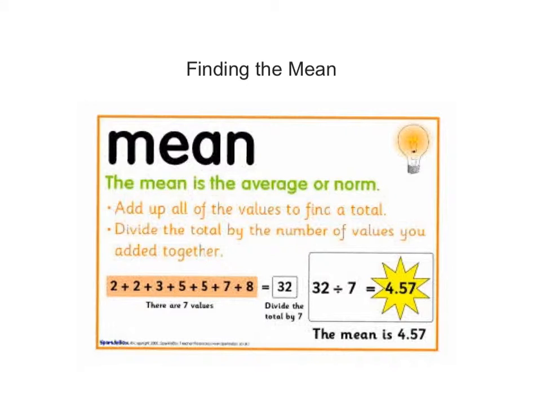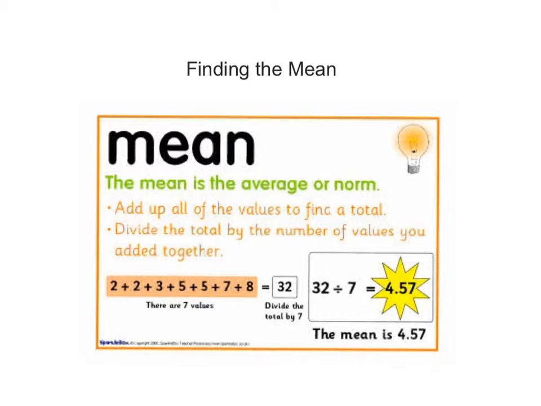In this example, we have the numbers 2, 2, 3, 5, 5, 7, and 8, and they're all added together to come up with a total of 32. To find the mean of this number set, we're going to have to divide it by the number of digits that are in the set. 1, 2, 3, 4, 5, 6, 7. So the total was 32. 32 divided by 7 comes up with the decimal number 4.57. So the mean, or the average, of this number set is 4.57.